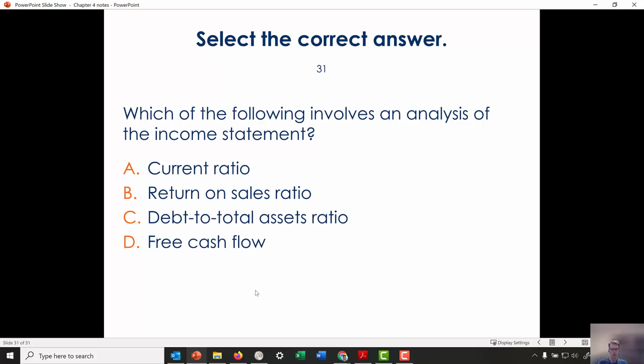Okay, on the chapter, one last multiple choice question. Which of the following involves analysis of the income statement? Four choices we will discuss next time we meet.